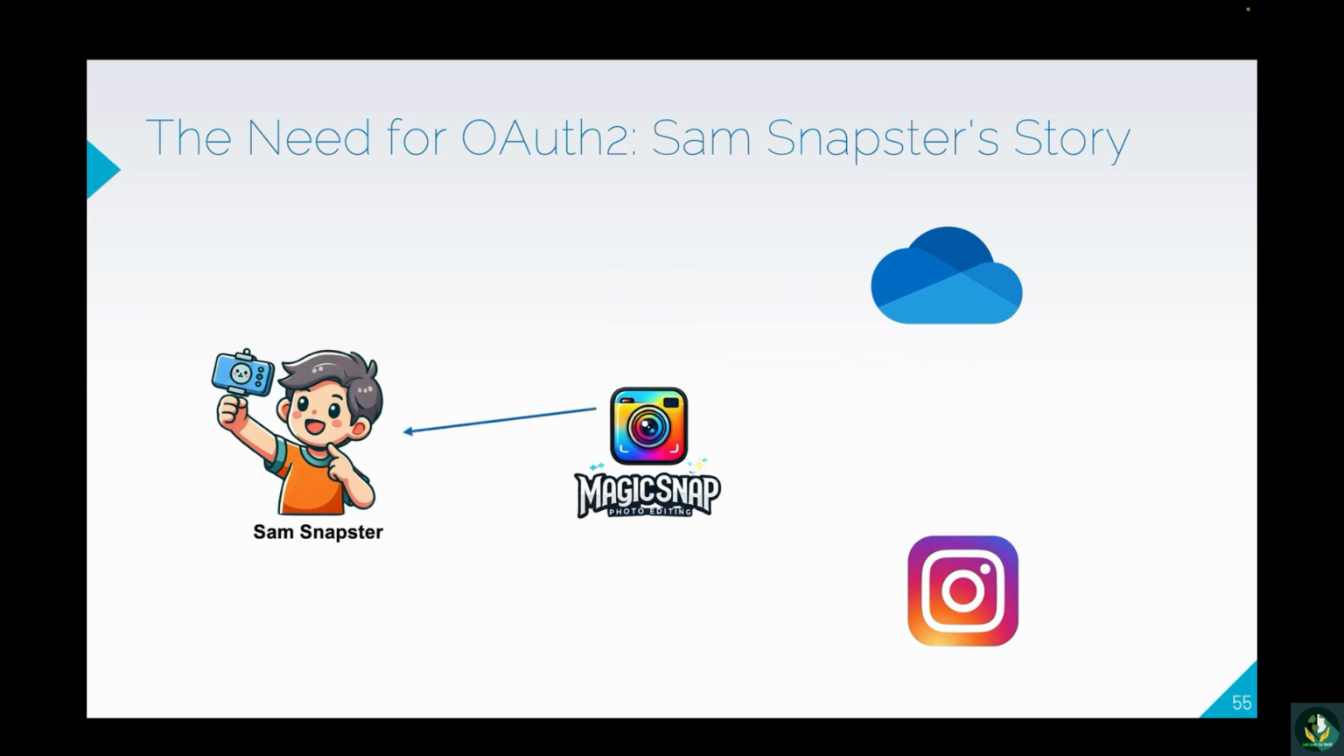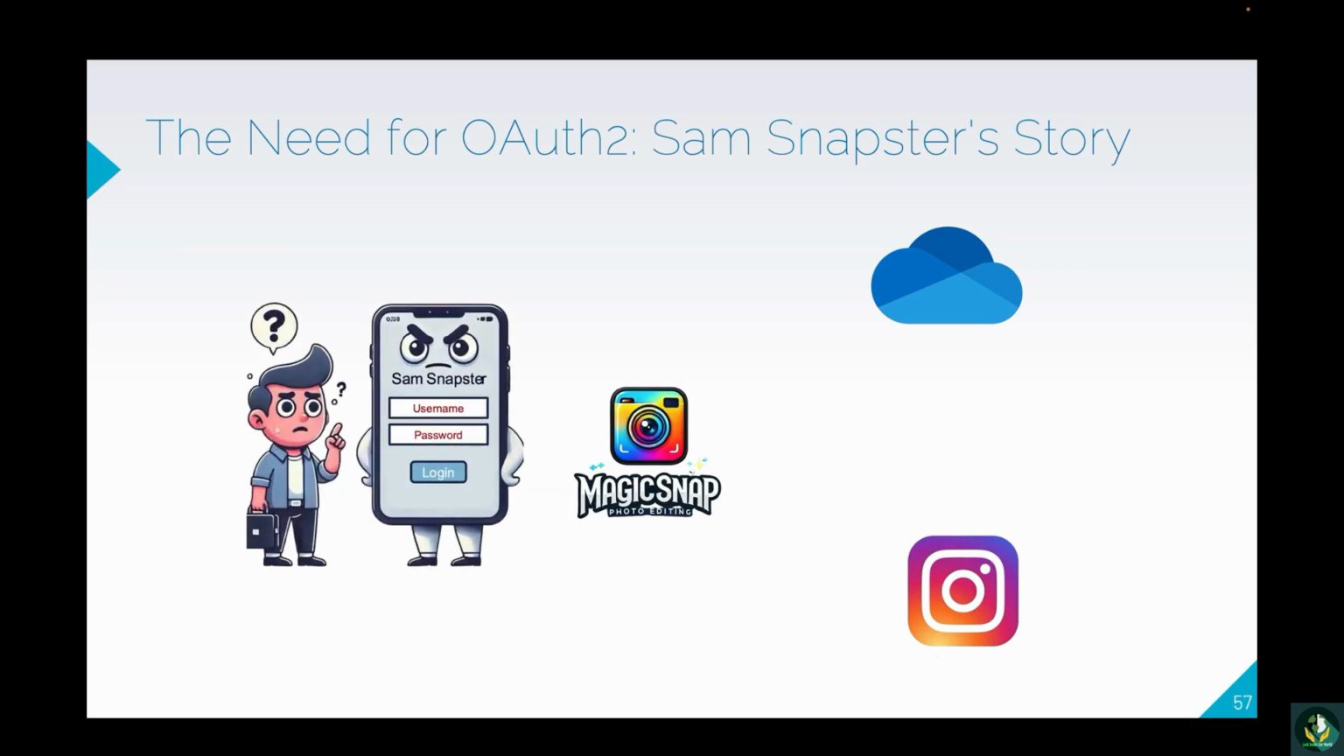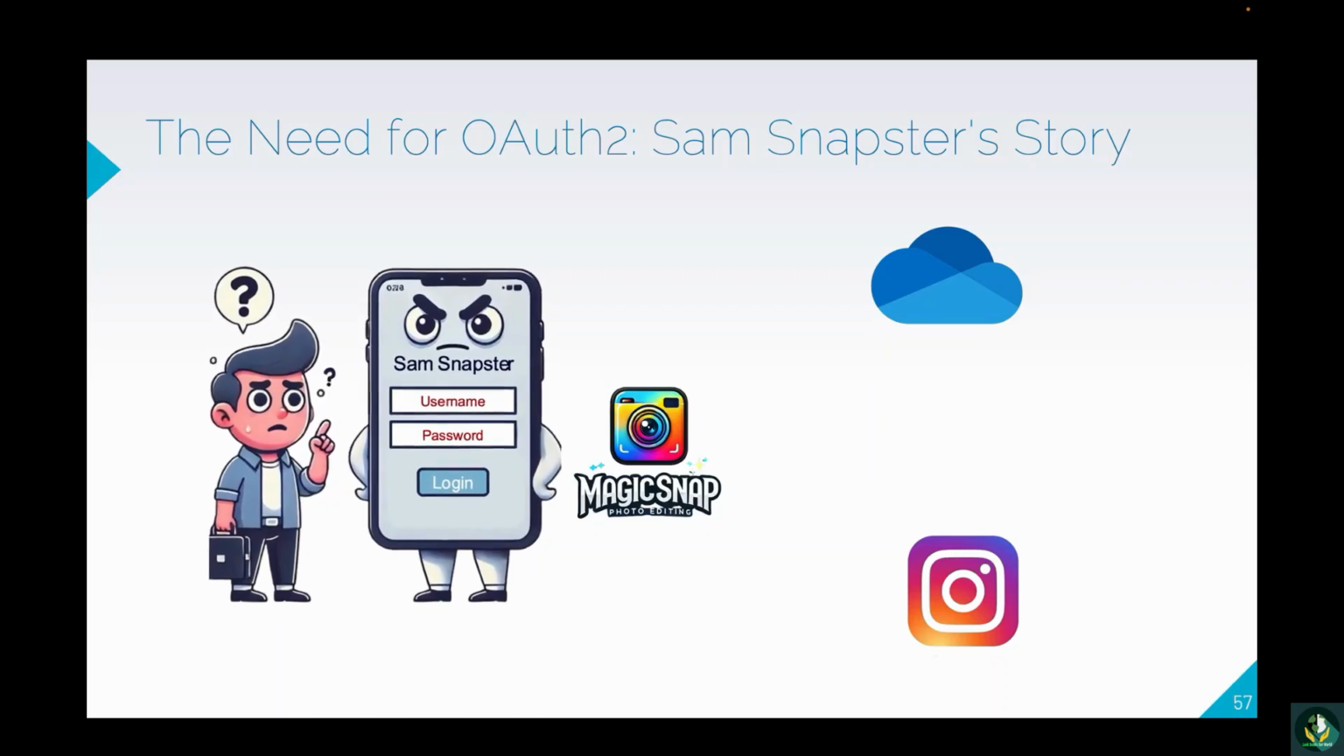So Magic Snap then asks Sam for his username and password to sign in and get the photos. The application says, "Hey Sam, I tried to fetch your latest photos from your OneDrive, but it was rejected because I need access. Please give me your OneDrive username and password here and I will fetch the photos for you immediately." Now Sam is not comfortable sharing his credentials with Magic Snap.